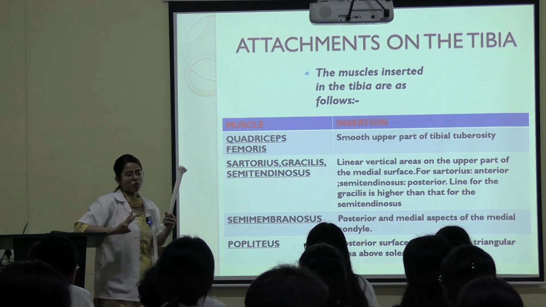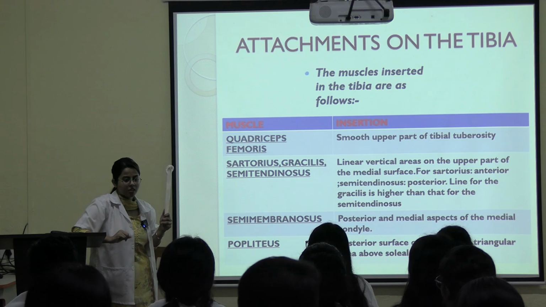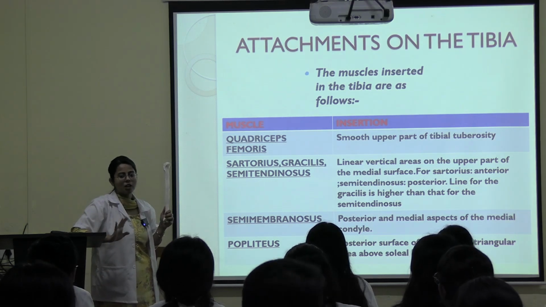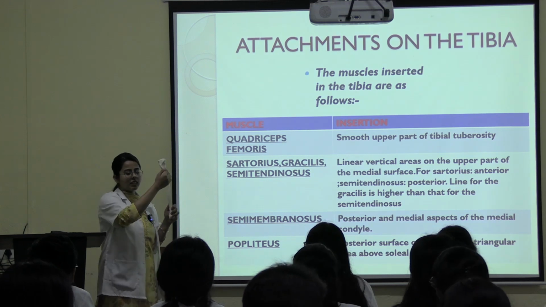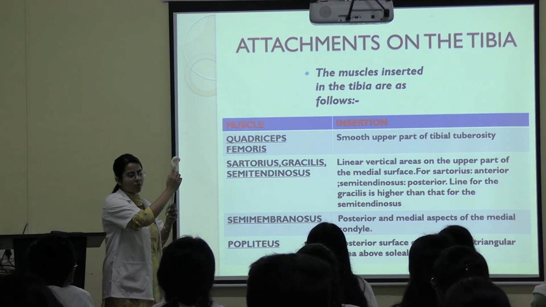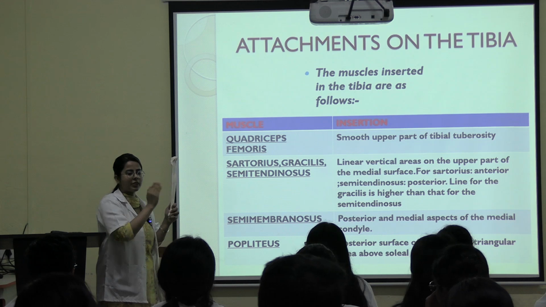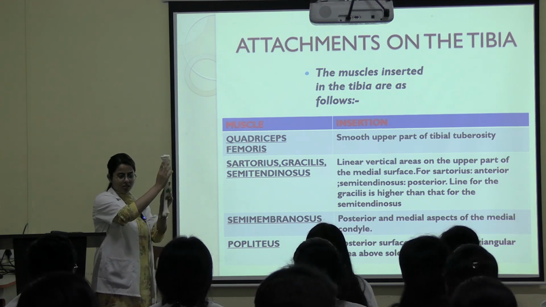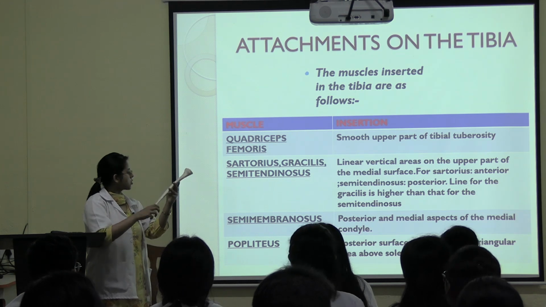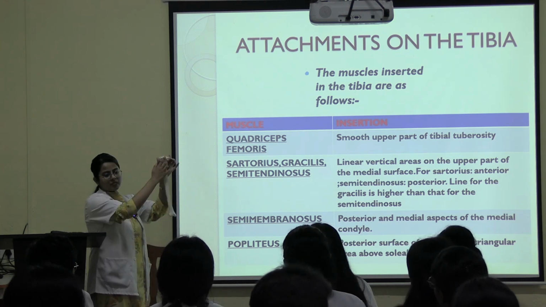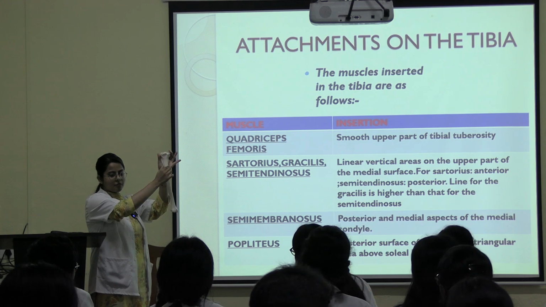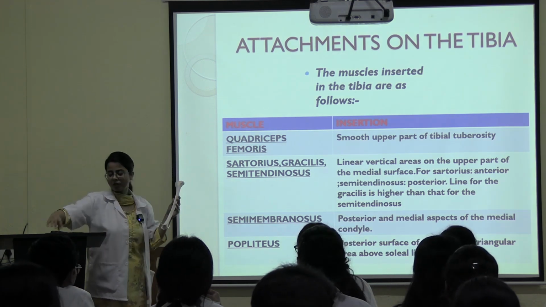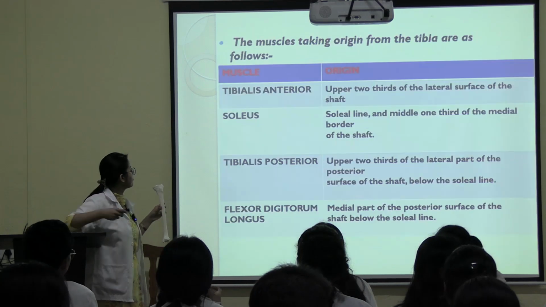Next are those three muscles in the medial surface. What were those? Sartorius, gracilis and semitendinosus. Anteriorly sartorius, posteriorly semitendinosus, between them gracilis, in the medial surface. Next one was popliteus, in this triangular area in the posterior surface of the shaft. Clear? Now the muscles taking origin from tibia.